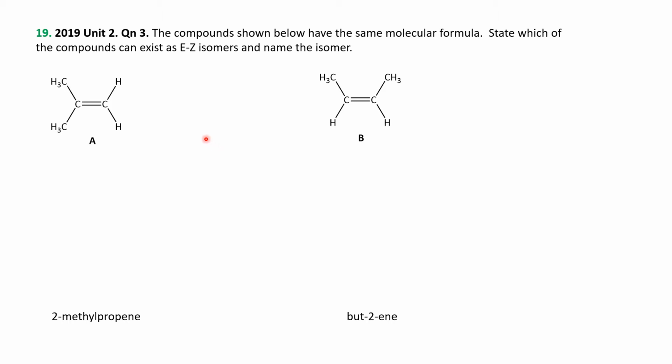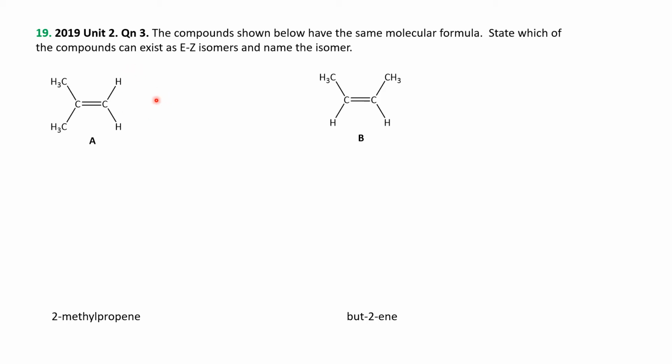Now, the way that you can tell whether or not EZ isomers can exist is that they only exist when you have two different things on each carbon. Now, compound A, carbon 2, has effectively two methyl groups. The fact that they're the same means you cannot have EZ, and that's compounded by the fact that carbon 1 has two hydrogens, again precluding EZ isomers. You only need one carbon to preclude it. Here we've got two carbons, so you know.